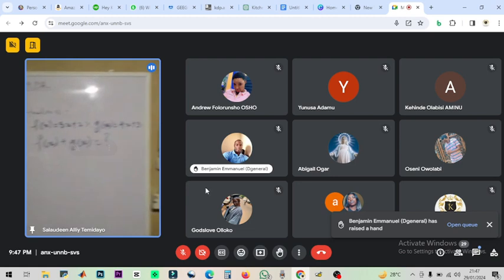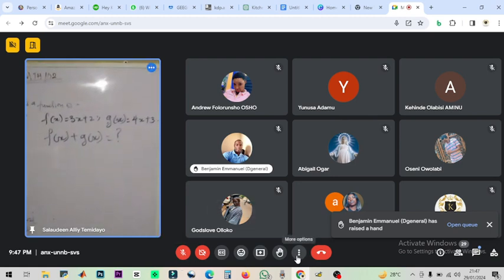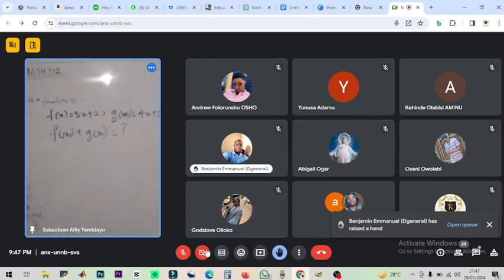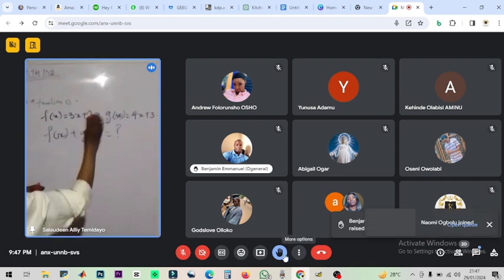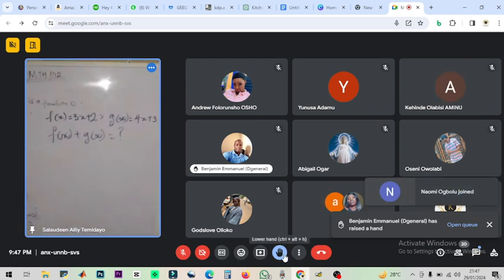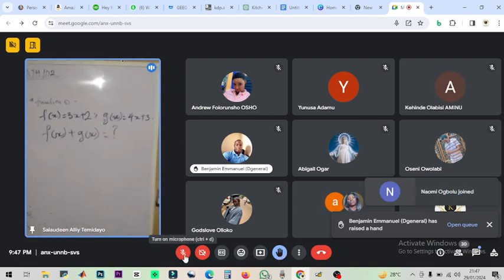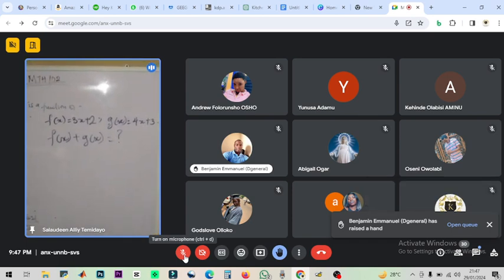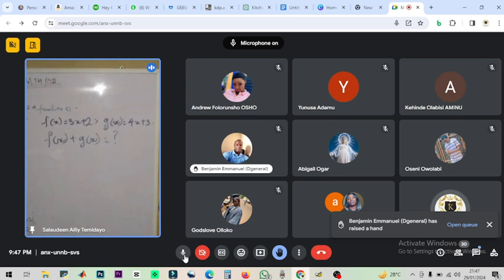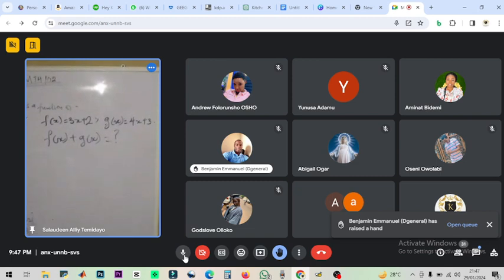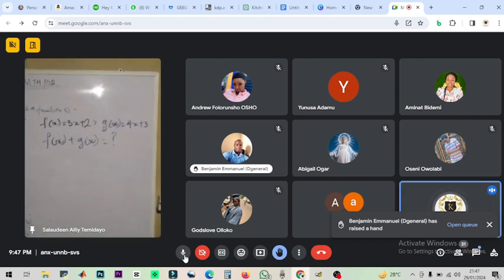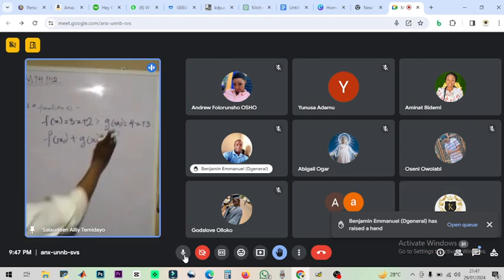I suppose people have already attempted: 3x plus 2, and 4x plus 3. So what is f of x plus g of x? We said composite function involved. Okay, Kingsley. That's 7x plus 5. Eh? 7x plus 5. That's perfect.